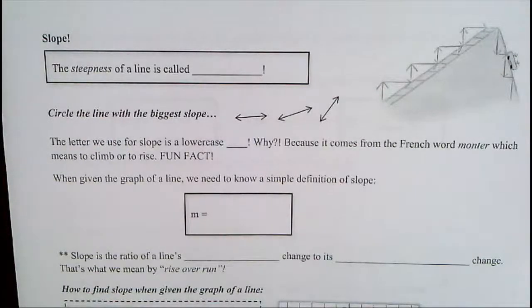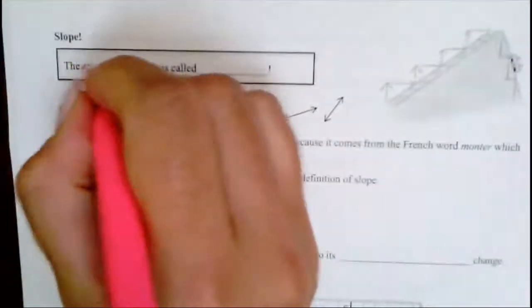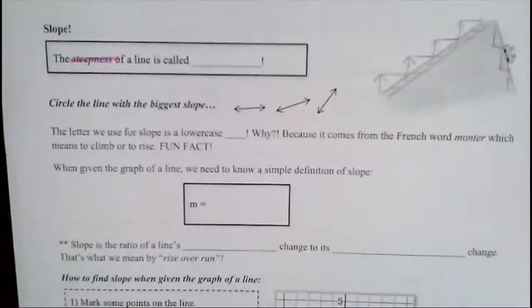We're going to continue talking about slope. Yesterday we discussed how we find it from a graph, and today we're going to discuss how we do this. All right, the steepness of a line is called slope.